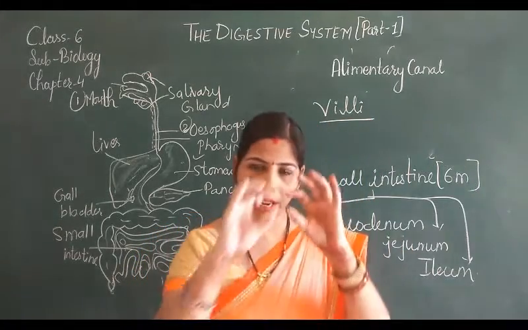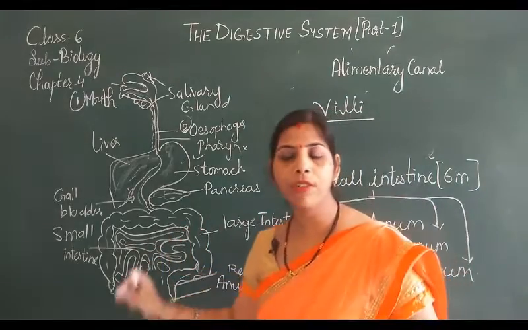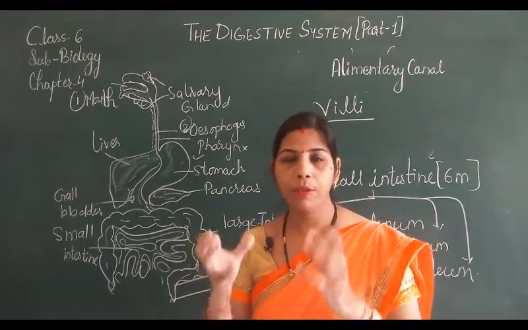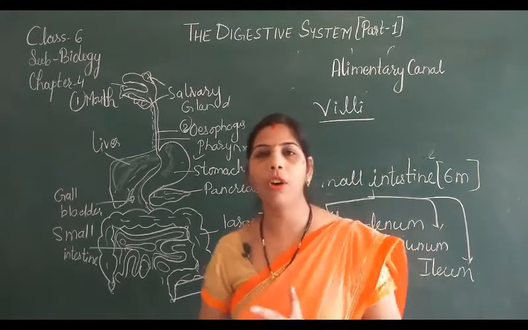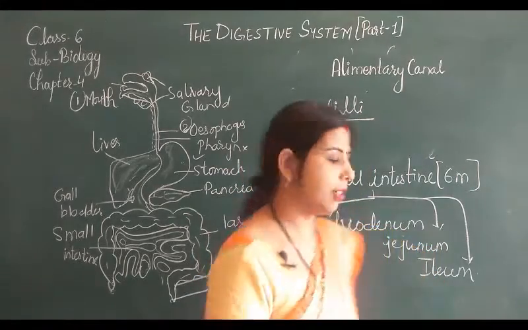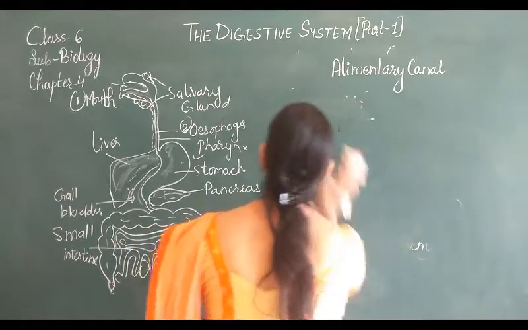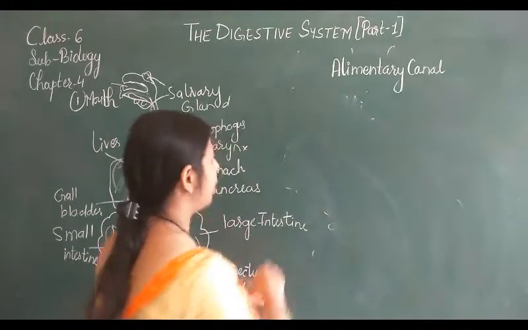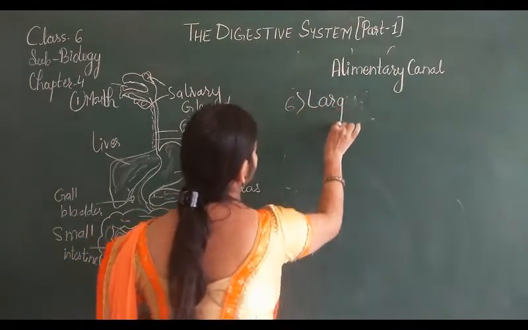These villi are numerous hair-like structures present on the surface of the small intestine, which absorb the food and also increase the surface area of the small intestine. Now let's see the last part of the alimentary canal, which is the large intestine.